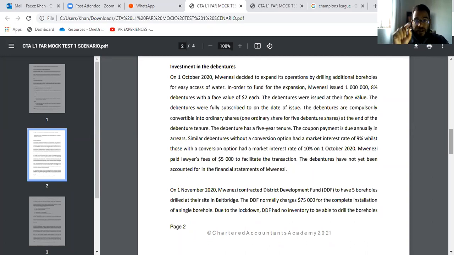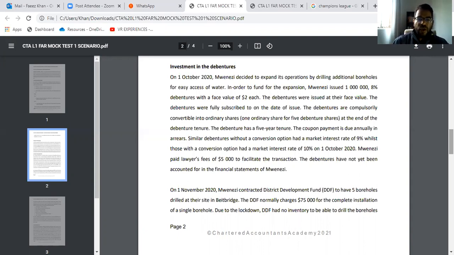Because we need to split this instrument between debentures and ordinary shares, you must use the market rate without the conversion option. So if you read the accounting standards carefully, they'll tell you to get the liability component, you must use the market rate without a conversion option. And then the difference between the total market value and the market value of the debentures without a conversion option will give you the component relating to equity. So that's very important to take note.